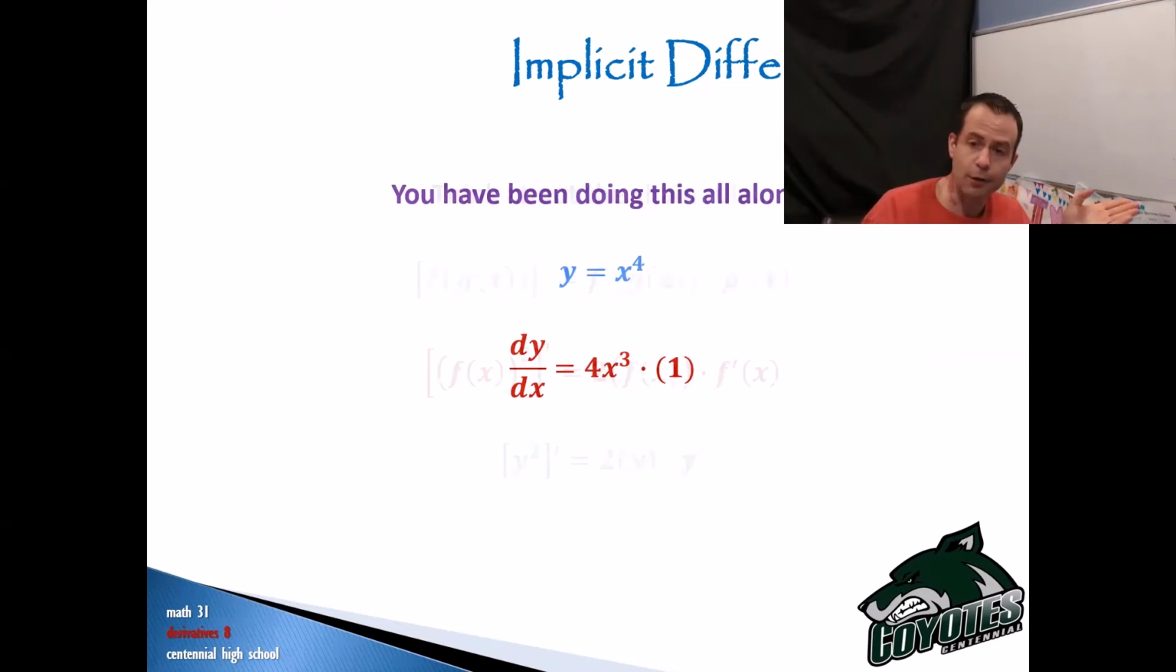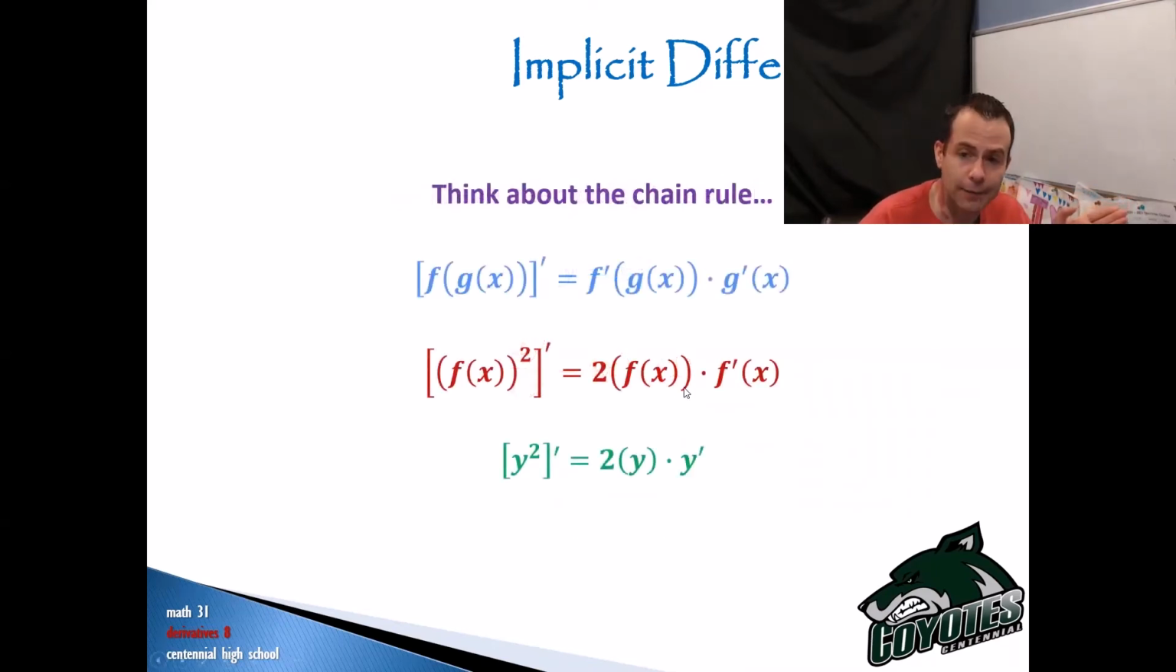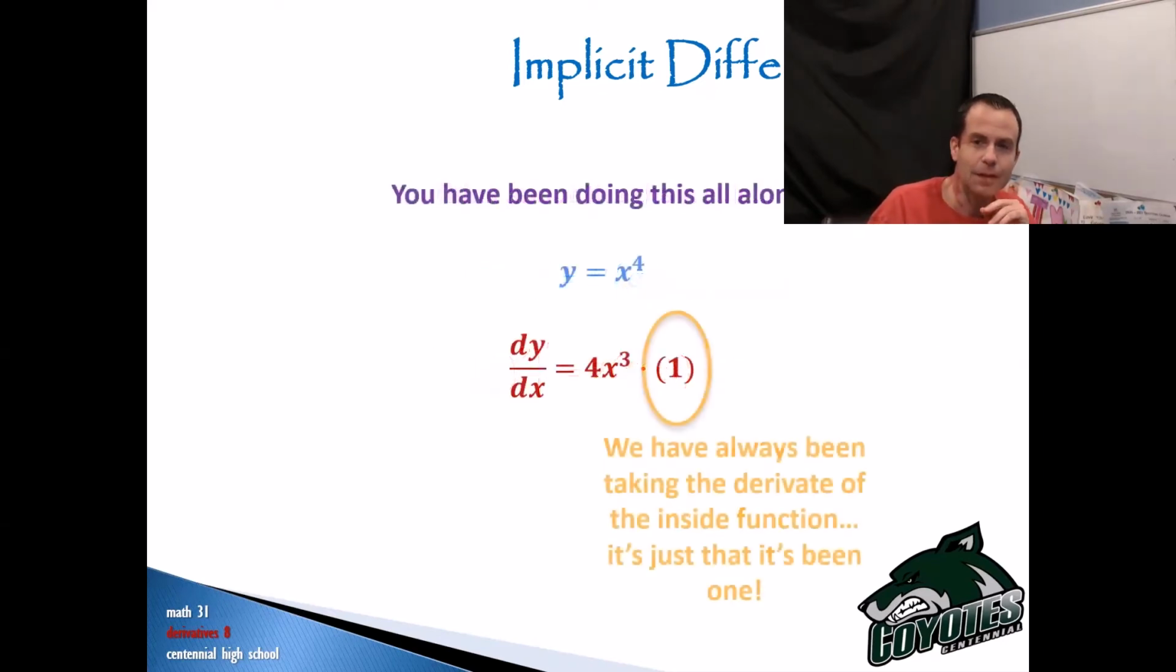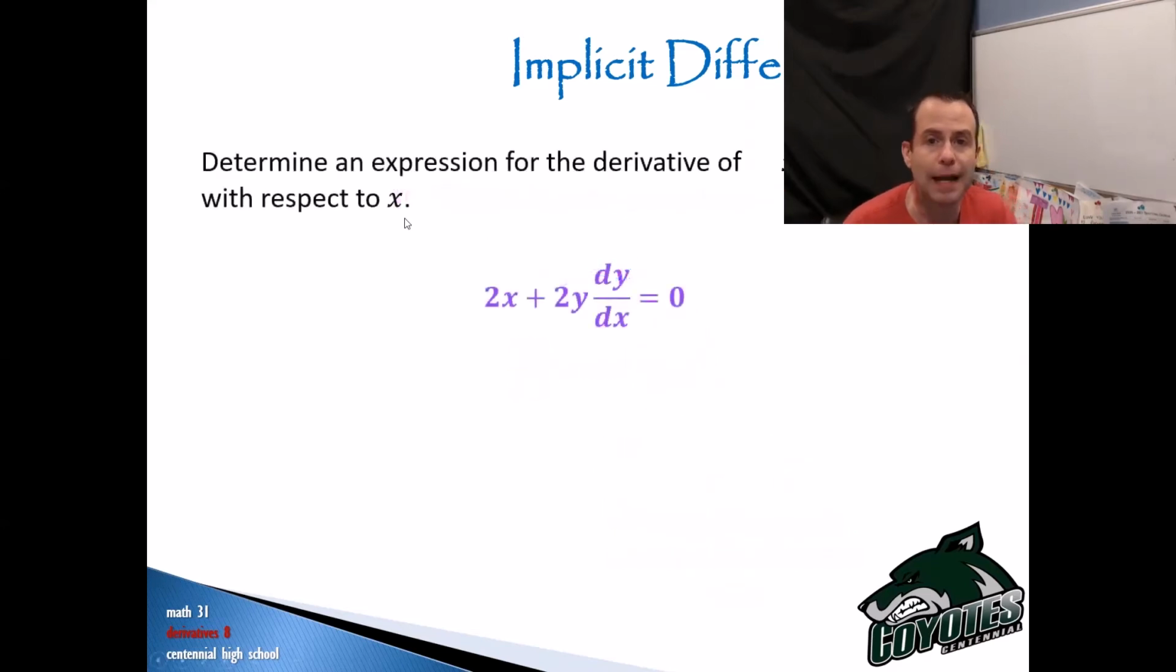The difference now, if I go back a slide, is now we have to write it down. So the 2 would come to the front, and I'd be left with 2 times y times the derivative of the inside function. That's where that y derivative comes from. We just don't know what the derivative of the inside function is, and so we say it's the derivative of y, okay? All right, so we've always been taking the derivative of the inside function. It's just that previously it's been 1, okay? All right, so back to this question then.